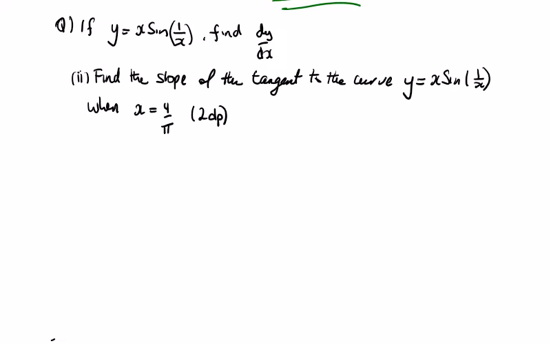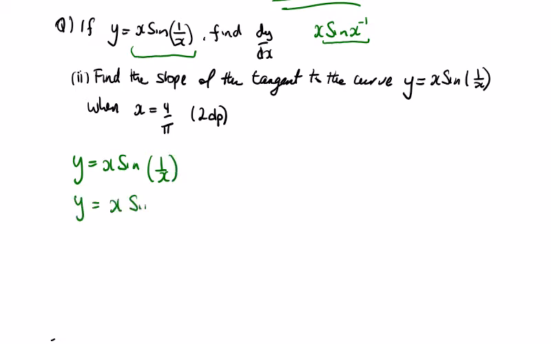Next question, if y is equal to x times the sine of 1 over x, find dy/dx. Okay, so this is a product rule. We could write it as x sine x to the minus 1. That might be easier than using the sine of 1 over x. I think we'll use that one. So I'll write it down here. y is equal to x sine 1 over x. y is equal to x by the sine of x to the minus 1.